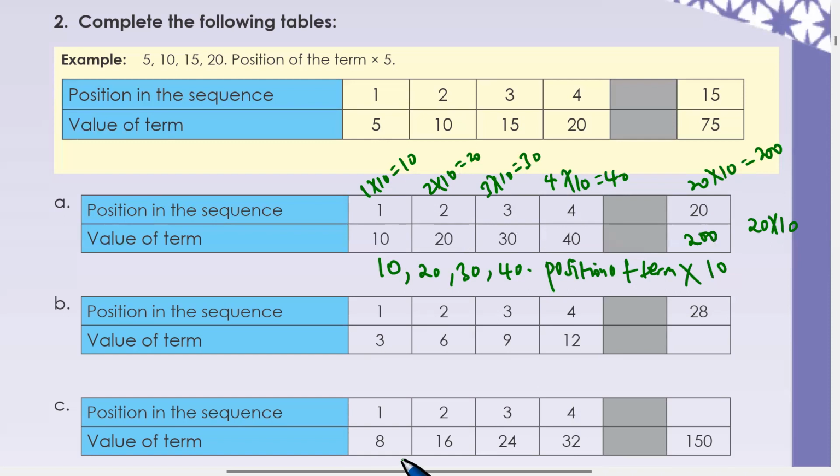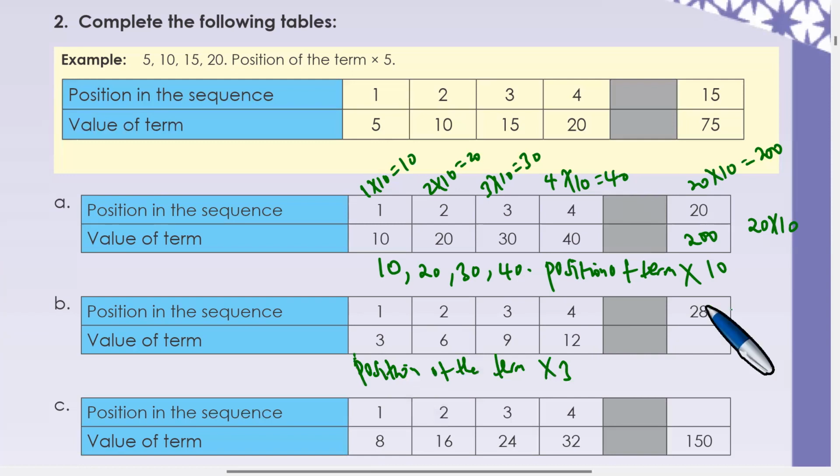Right? Yes, sir. Okay, now let's come to this one. Here is position of the term times what? Like, 1 times what to get 3? 3. So in other words, yes, times 3. So it is position of the term times 3. Like this one times 3, this one times 3, this one times 3, this one times 3.